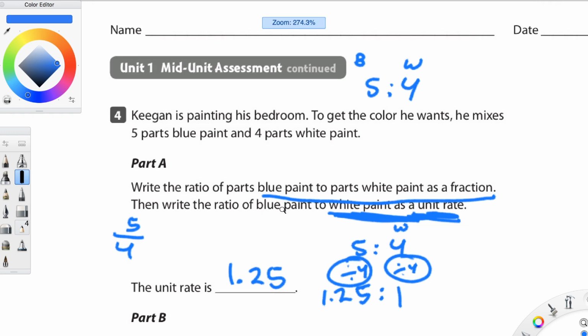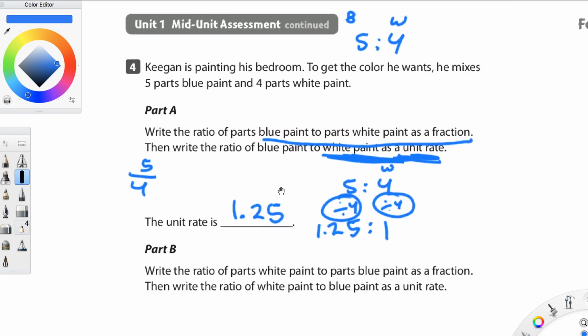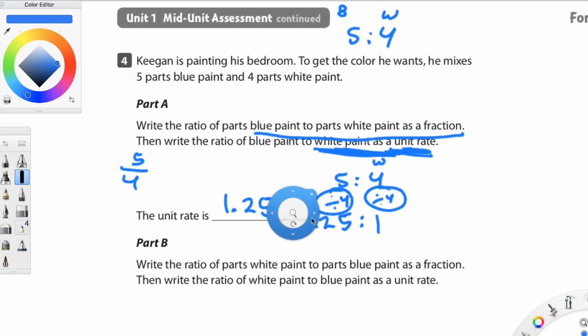Let's zoom out a little bit so we can see part B and see the whole question. Part B says, write the ratio of parts of white paint to blue paint as a fraction. So white paint goes first. White paint is 4. Blue paint is 5. Then write the ratio as a unit rate. So see how blue paint is second? White paint is first, blue paint is my second word.